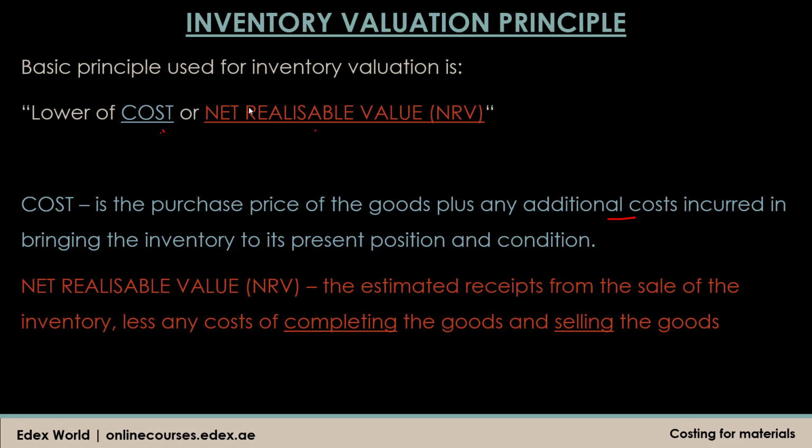And even before it can be sold to the customer, some selling cost may have to be incurred, like carriage outward or sales commission. So after you deduct the cost of completion and cost of selling from the estimated selling price, you will arrive at the net realizable value. So once you arrive at the cost and the NRV, you take the lower value and use that amount to value your closing inventory.